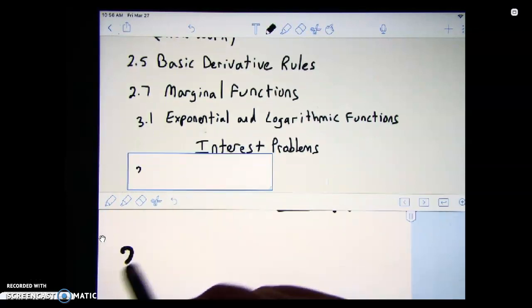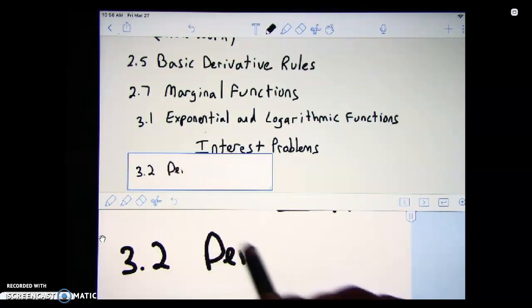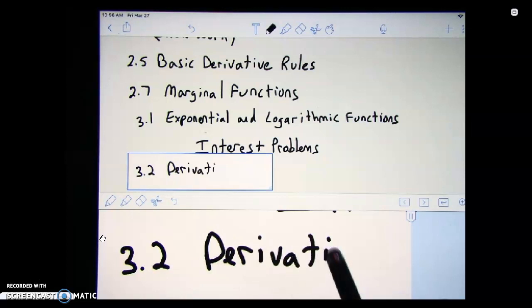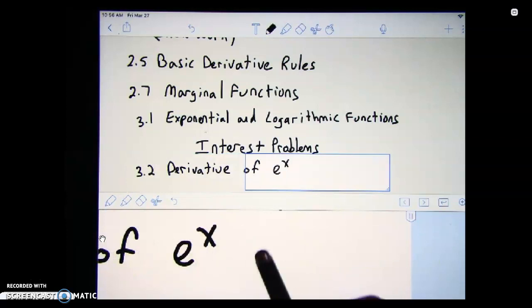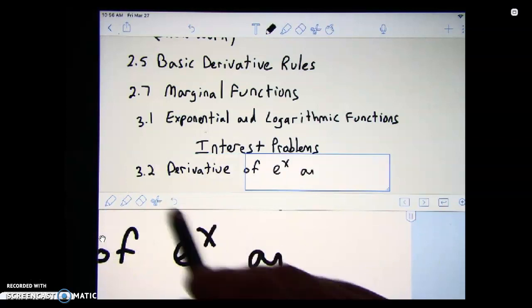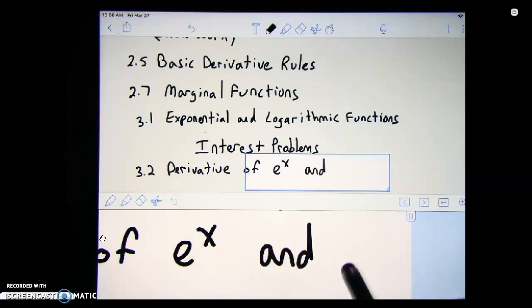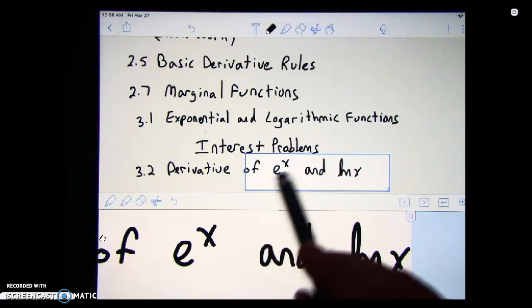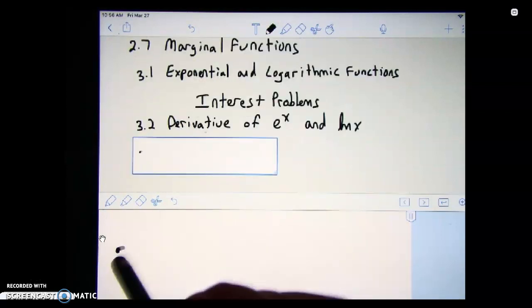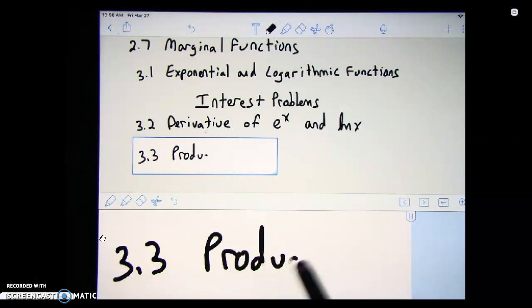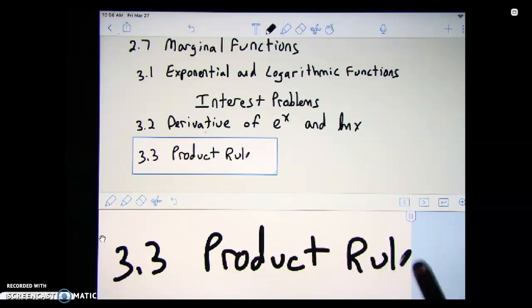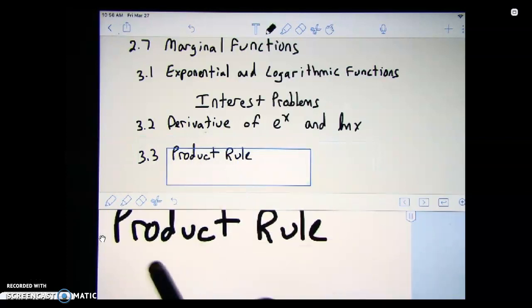In 3.2, that's where we talked about the derivative of e to the x and ln of x. Okay. So remember those rules and be able to use those. And then finally in 3.3, you'll have some questions where you're asked to do the product rule and some questions where you're asked to do the quotient rule.